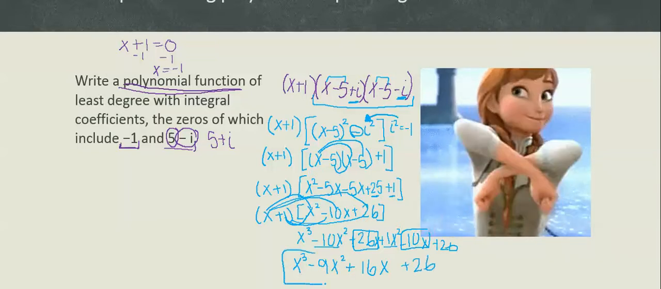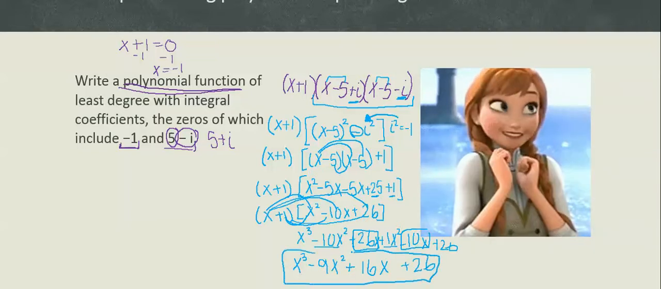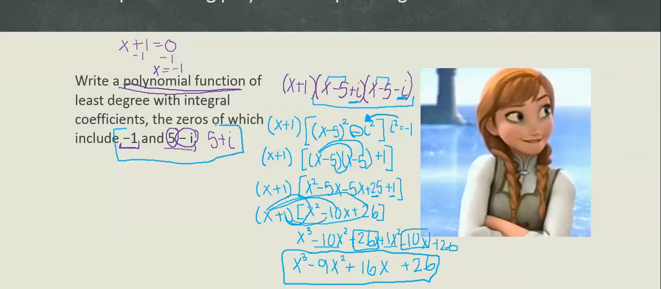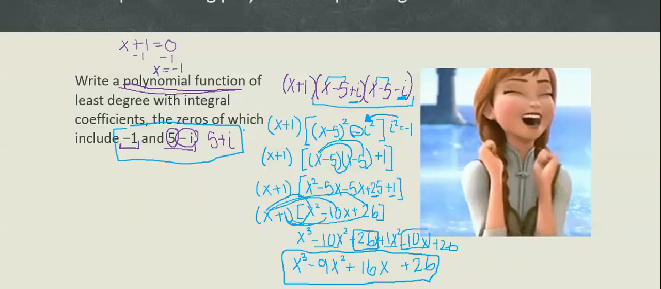So this is my final answer. This is a polynomial that if I were to factor and solve this, these would be my zeros. So we essentially worked backwards.